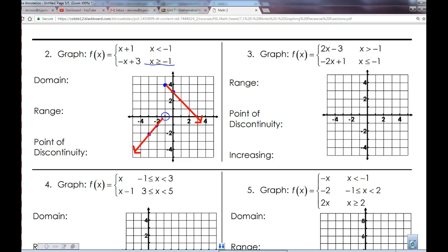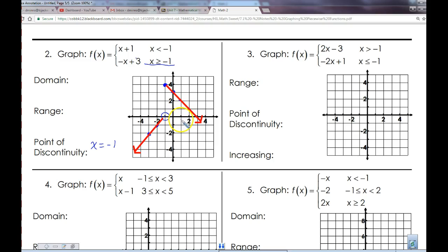After we get that done, then we can look at our domain, range, and point of discontinuity. Well, the easy one here is the point of discontinuity. We've already discussed it. That point is when x equals -1. X equals -1 is our point of discontinuity along the x-axis.